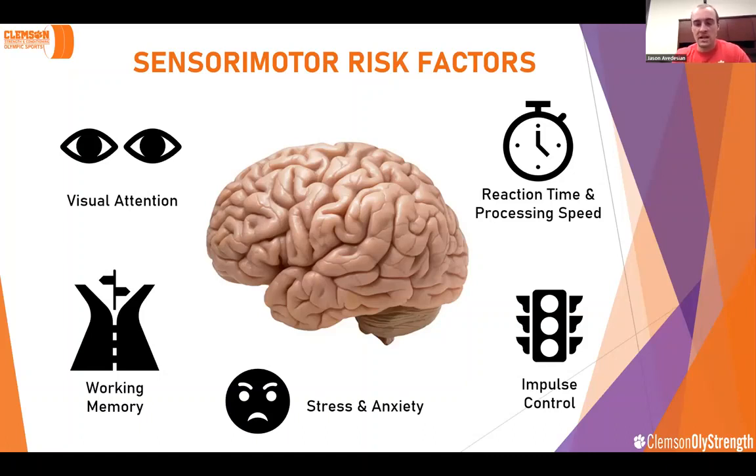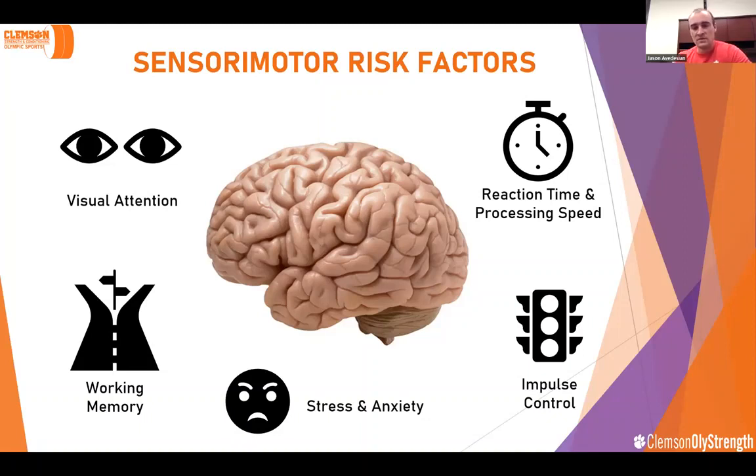Impulse control, potentially another factor here from a sensory motor standpoint. Knowing when to react to something, knowing when to let that go, could certainly influence movement behavior, when to decelerate, when to make a movement, when to navigate around a defender. And then lastly, but certainly not least, is stress and anxiety. High levels of stress, anxiety, tension, whether it's an acute or chronic state, can certainly influence all of these other aforementioned variables and possibly present as deficits from a sensory motor standpoint.